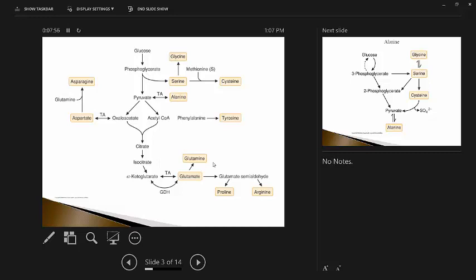Does anybody know what a semialdehyde means? Instead of having two bonds, it only has one? That's not what it means, okay? What it means is, how many carboxyl groups does glutamate have?